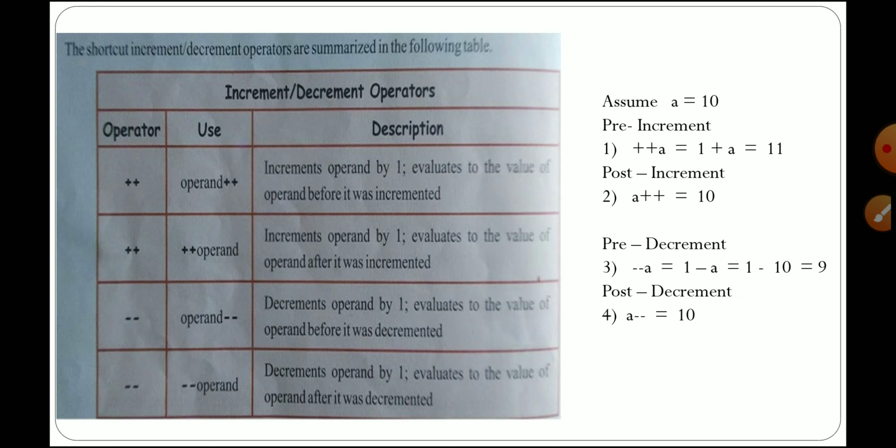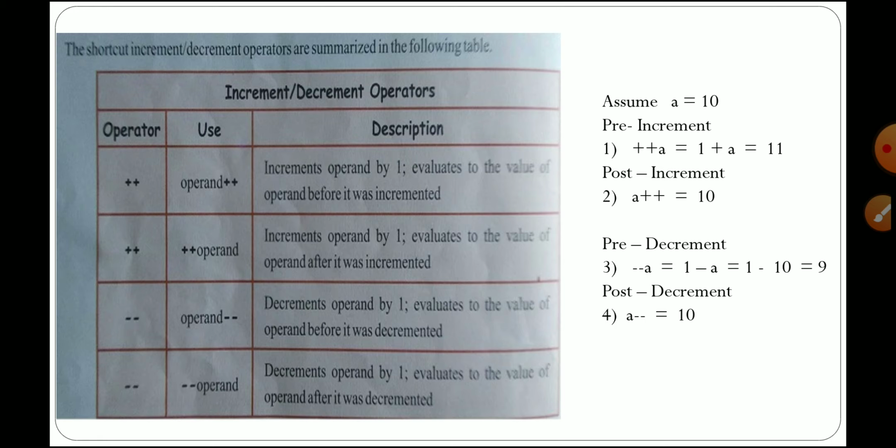How to use those operators: operator plus plus, operand count, like that we use count plus plus or plus plus count. Count plus plus means post increment, and plus plus count means pre increment. Plus plus count means that before anything, the value will be incremented. Count plus plus increments the operand by 1 but evaluates the value of the operand before it was incremented.